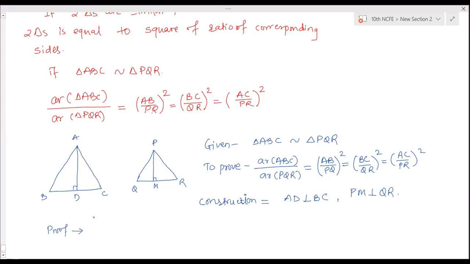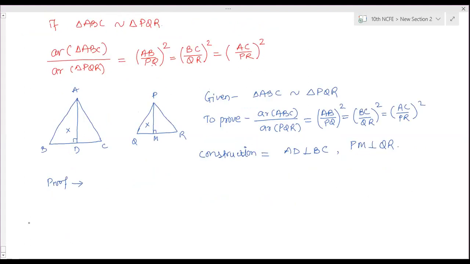Now the proving part. Proof: we have to show AB by PQ is equal to AD by PM, and that we can do by showing the similarity between these small triangles. First we will take the areas. Area of triangle ABC. What is the formula? Half into BC into AD, half base into height formula. And area of triangle PQR is equal to half into QR into PM.